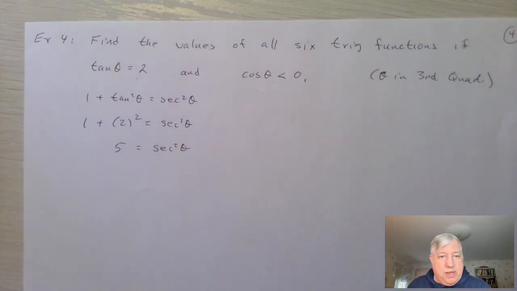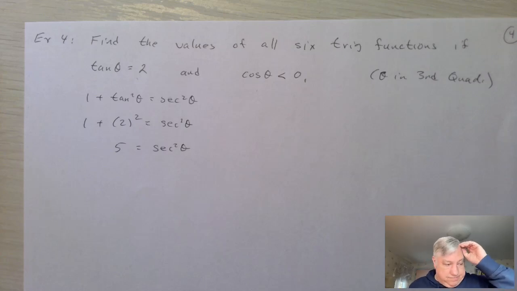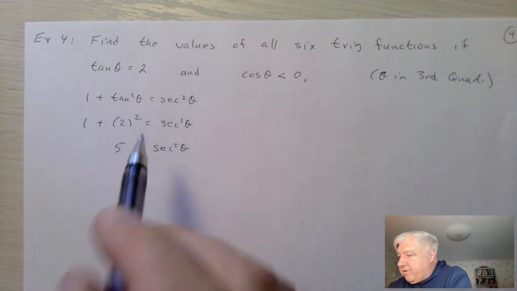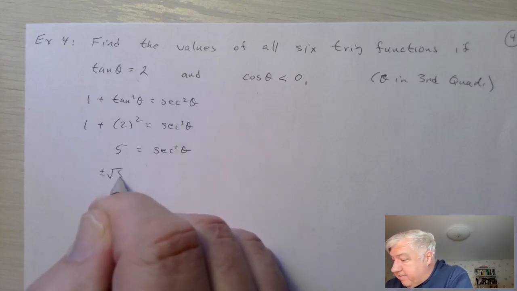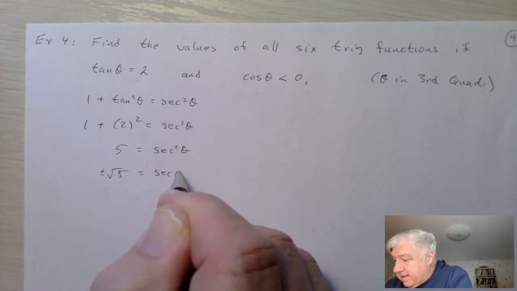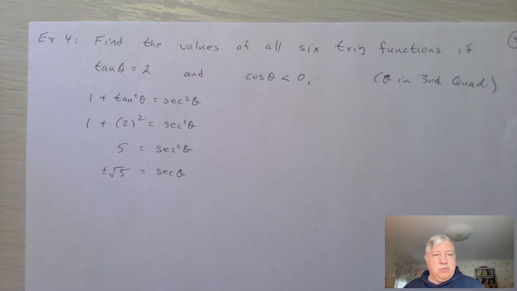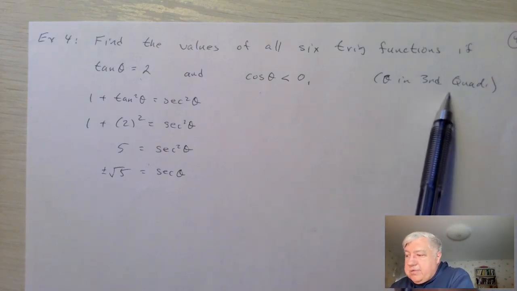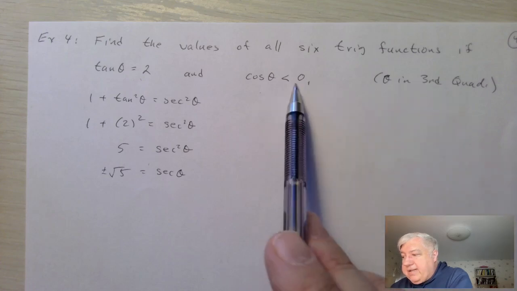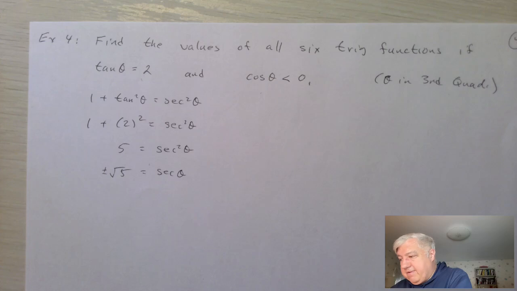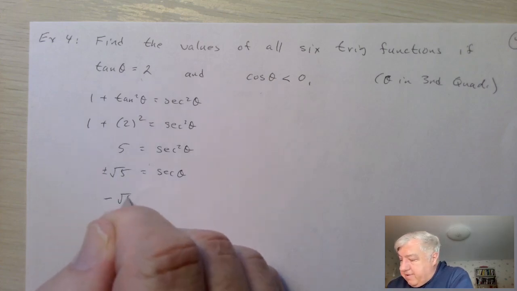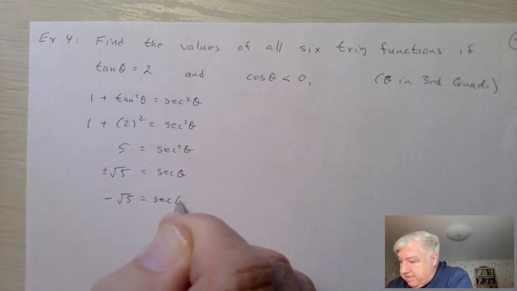And now we can take the square root of both sides. And so this is going to be plus or minus square root of 5 equals secant theta. Now, which do we take, the plus or minus? Well, we know that we're in the third quadrant. And since here the cosine is negative, that means the reciprocal of the cosine is negative, so the secant is negative. So it's going to be negative square root 5. That's the secant of theta.